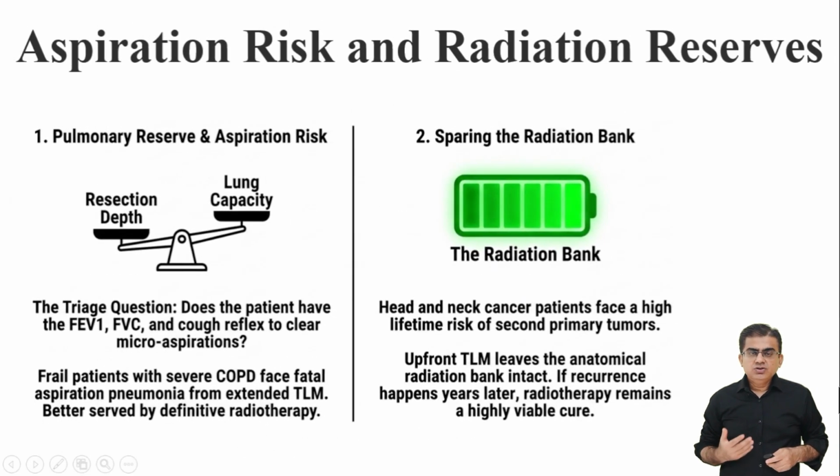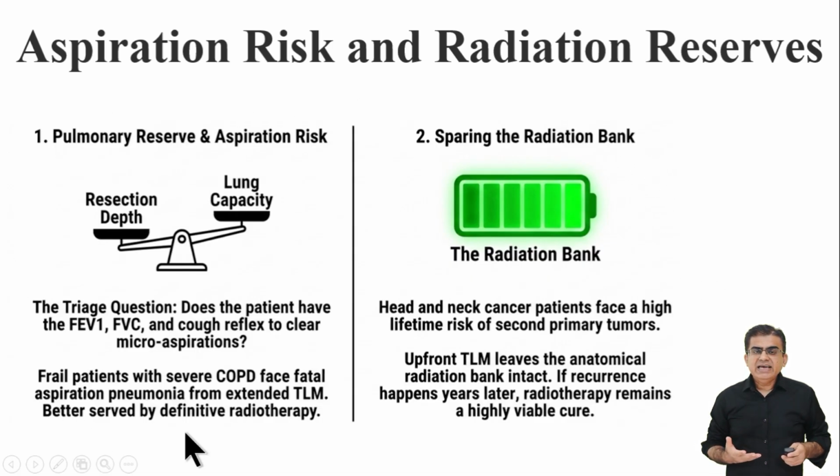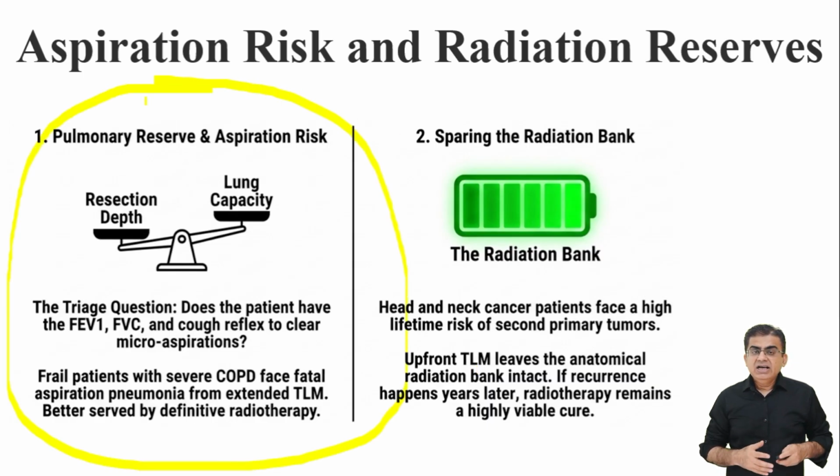Look closely at the first two human factors on this slide. First, look at the balance scale on the left. We must carefully weigh the depth of our surgical resection against the patient's native lung capacity. We must ask a very specific triage question. Does this patient have the FEV1, the FVC, and the mechanical cough reflex to safely clear microaspirations?